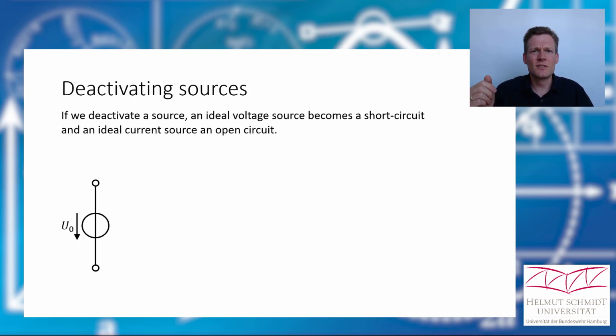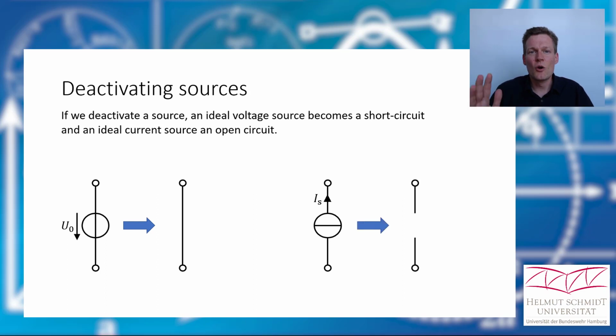Okay, what does it mean to deactivate a source? Yeah, if you have a voltage source, it just means that it becomes a short circuit. And if we have an ideal current source, it becomes an open circuit.